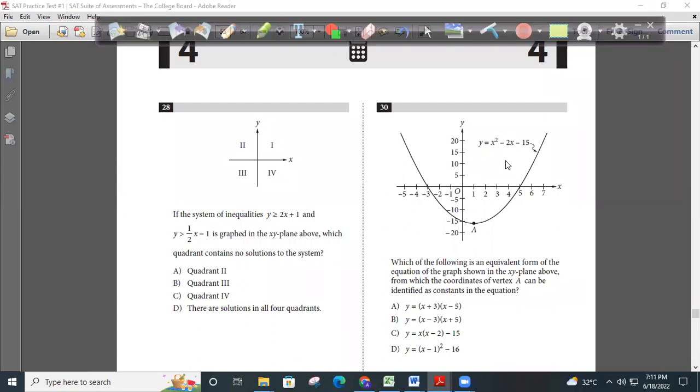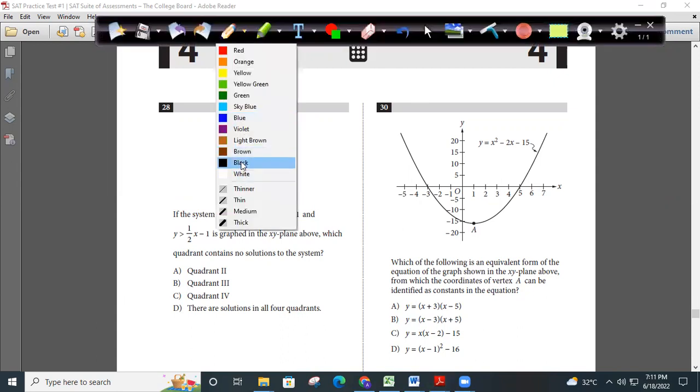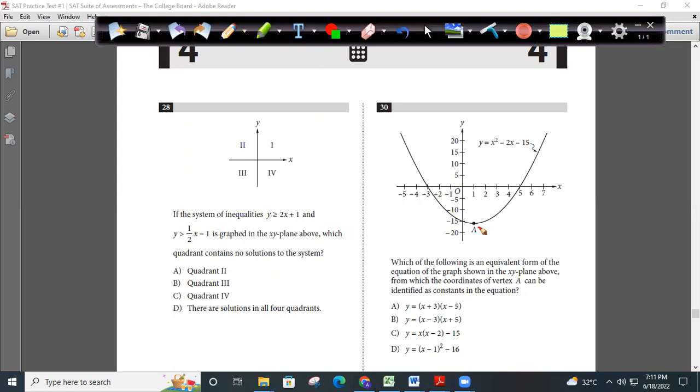He gave some equation for the quadratic function, and he says, which of the following equations gives the vertex? Means where I can see the vertex, where I can find the vertex. The final question is where I can find the vertex.